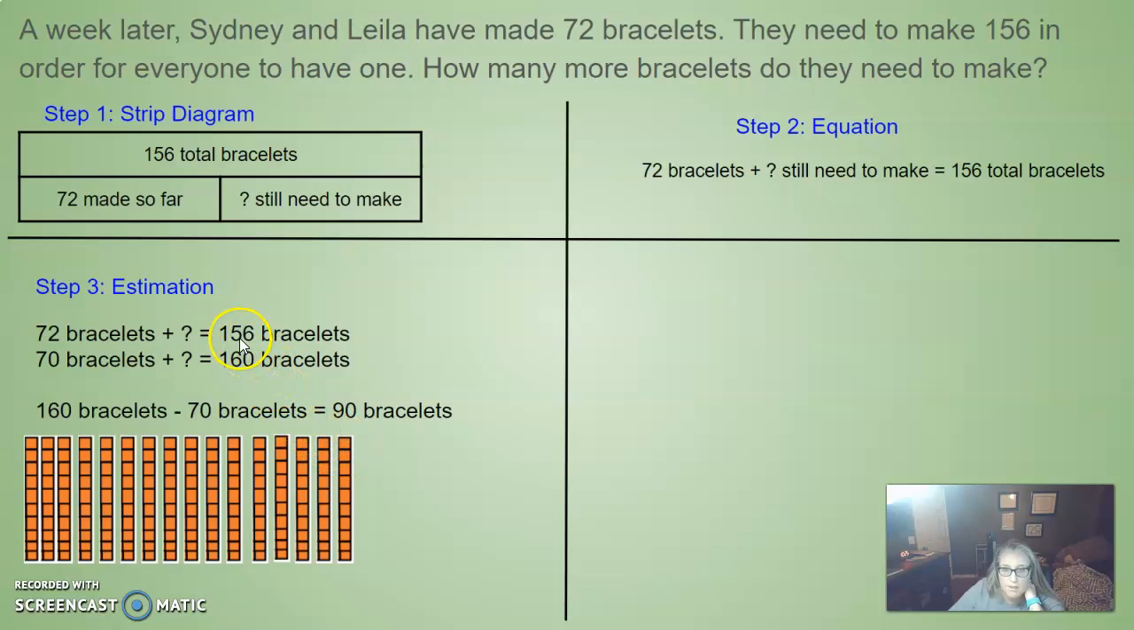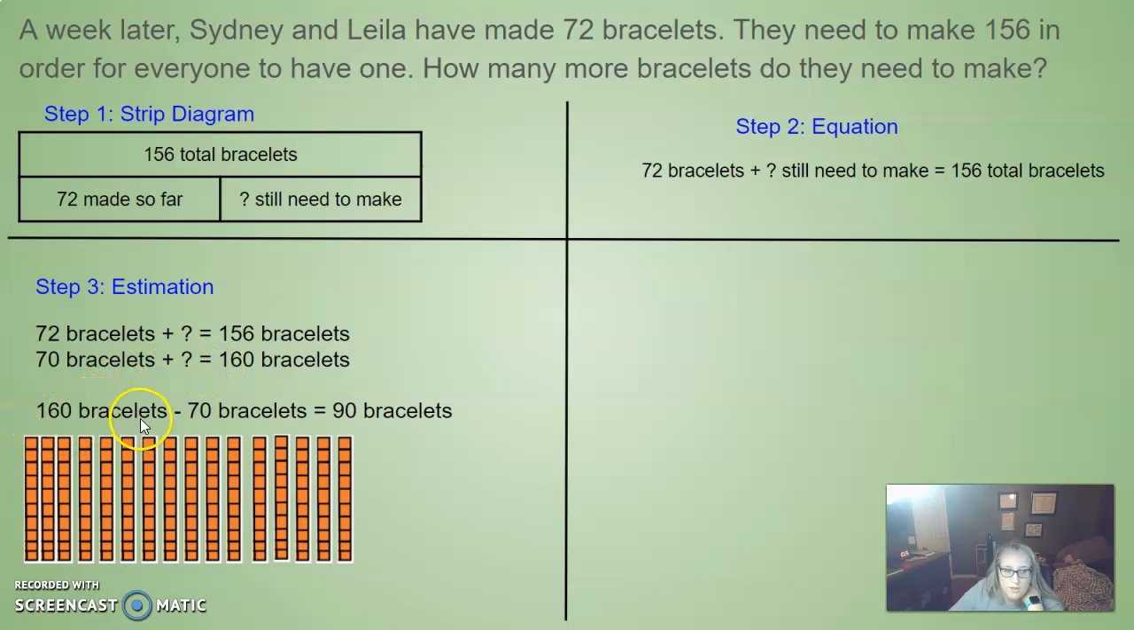The next thing I'm going to do is I'm going to estimate. I know that 72 is close to 70. I don't know how many I'm going to still make, but I know I have to get up to 156. Well, 156 is pretty close to 160, so I'm going to round to 160. Now, in order for me to figure out how many bracelets I actually have to make, I'm going to change my equation a little bit, and I'm going to actually say that I'm going to subtract.